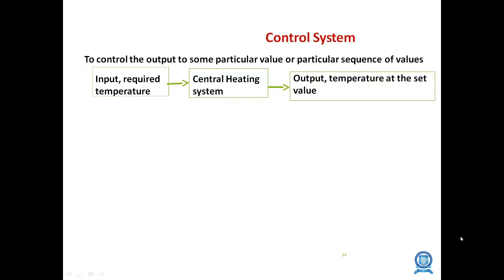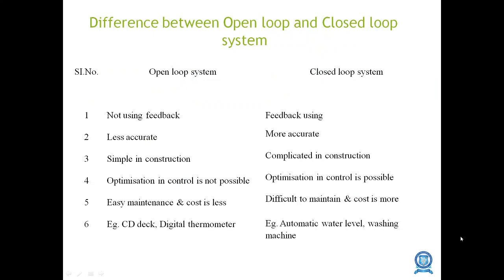In a control system, to control the output to some particular value or particular sequence of values, the control system is used. It has an input, which is the required temperature, then the central heating system, and the output is the temperature at the set value. For example, take a heater at your home which has an automated control system. When it reaches a certain temperature, it switches off automatically, and when the temperature decreases, it switches on automatically.